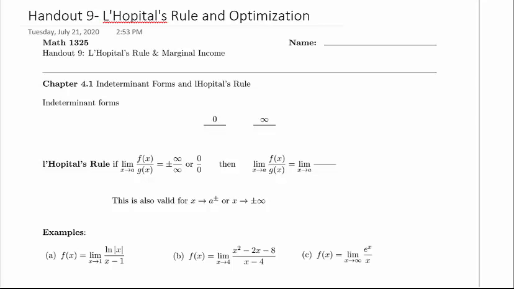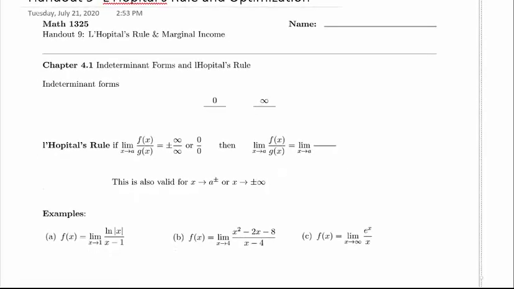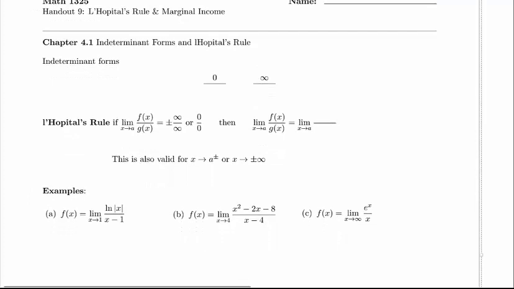Alright, Business Cal. So today we're going to go over L'Hopital's rule, and then we're going to talk about income, revenue, and profits. So let's go ahead and get started. We begin with L'Hopital. So first, L'Hopital, what is it? What do we use it for?